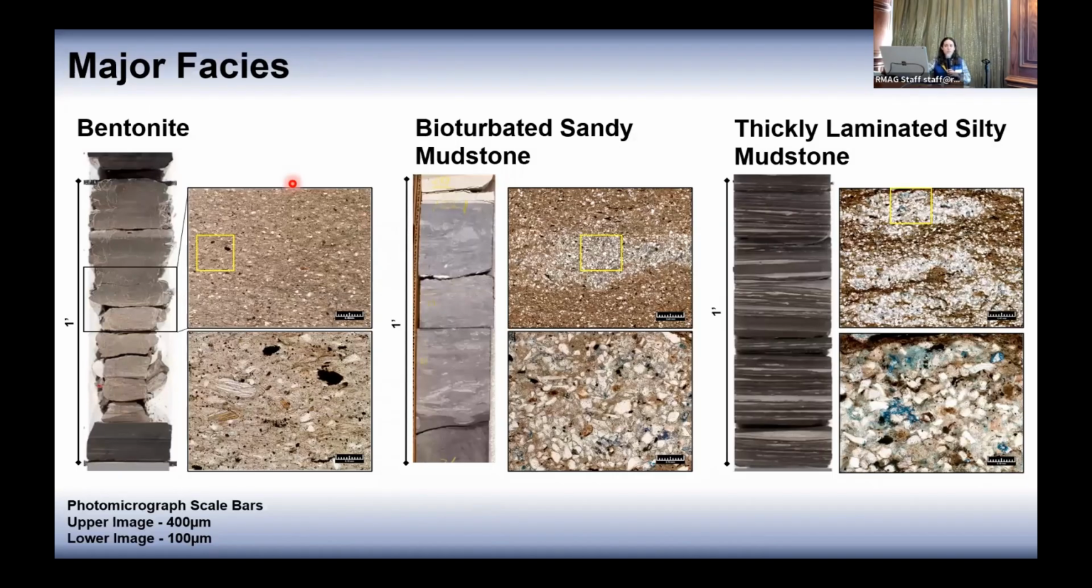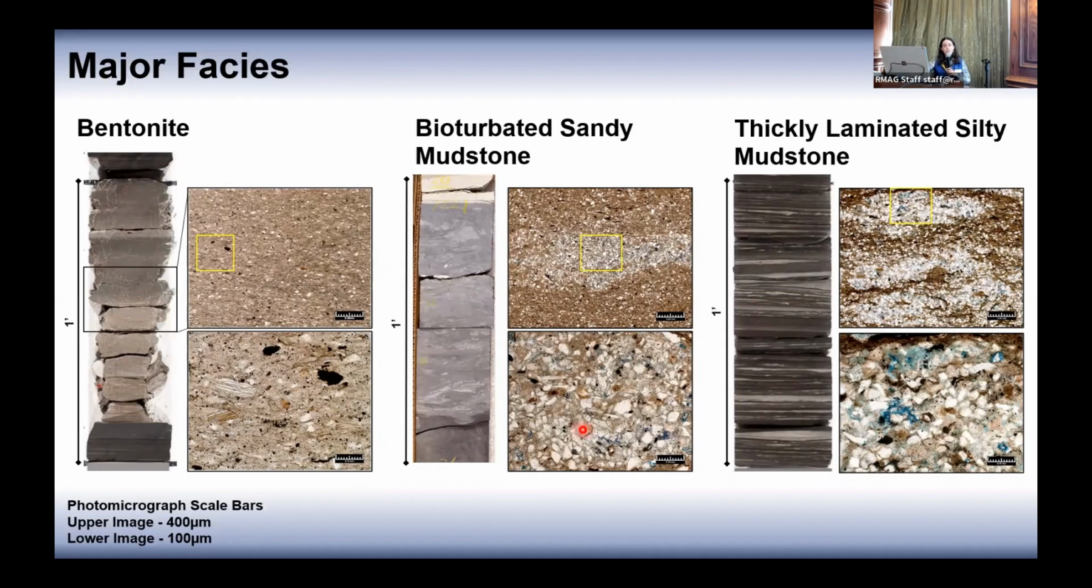So you start off with the bentonite, and then near the top of the Mowry is this bioturbated sandy mudstone. It doesn't always look quite like this where it really stands out quite so much, but it's got lots of bioturbation. You can see all these little furrows throughout and a fairly large sized quartz grain.